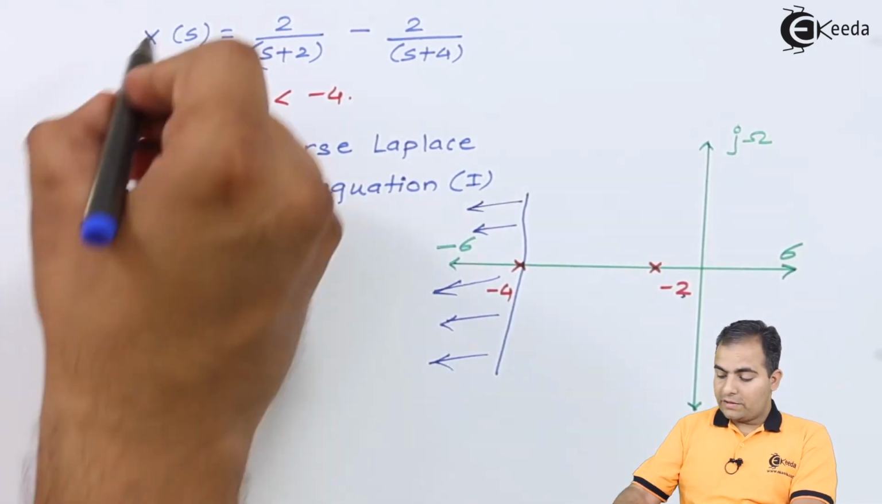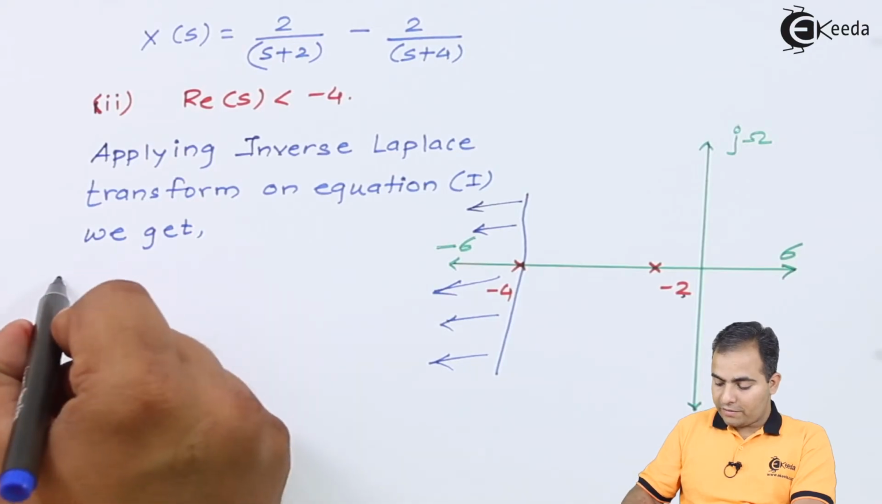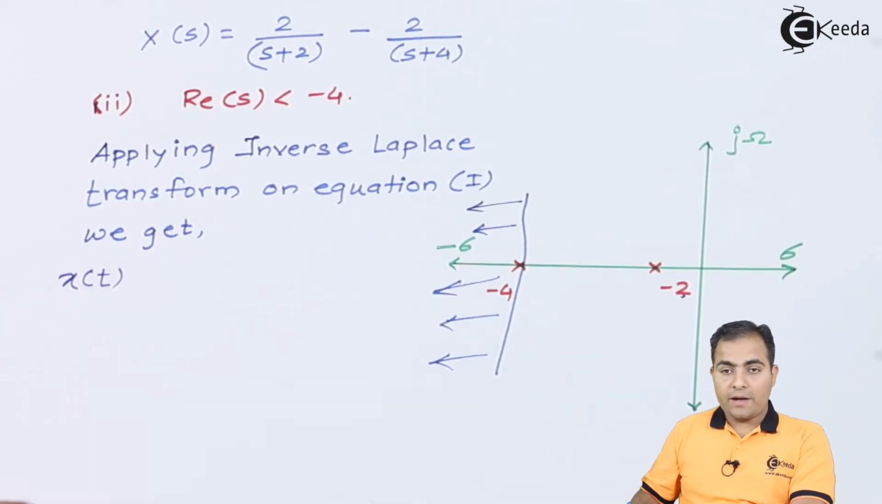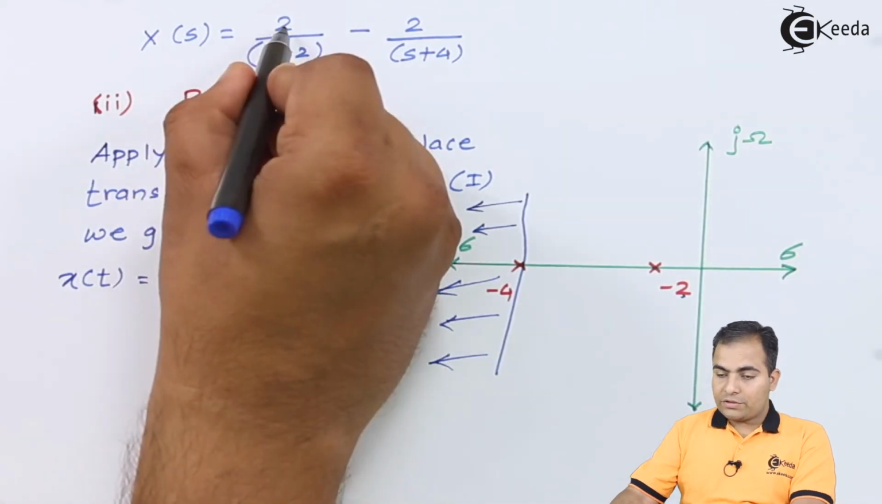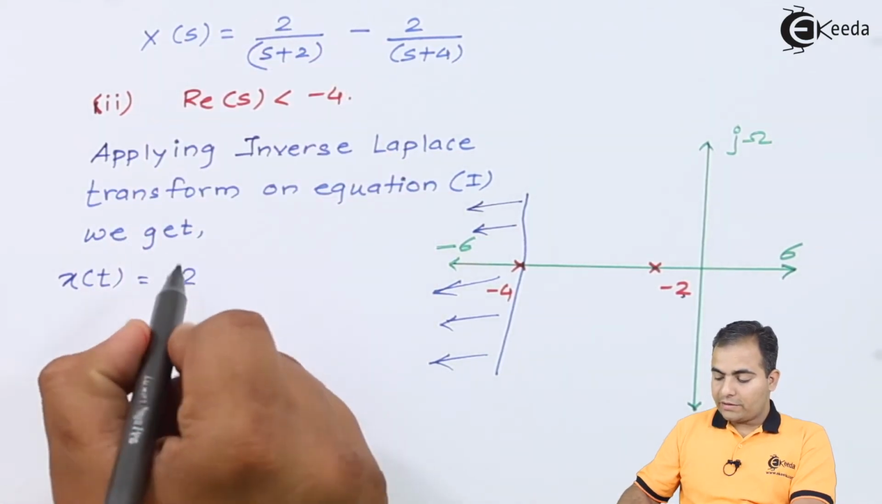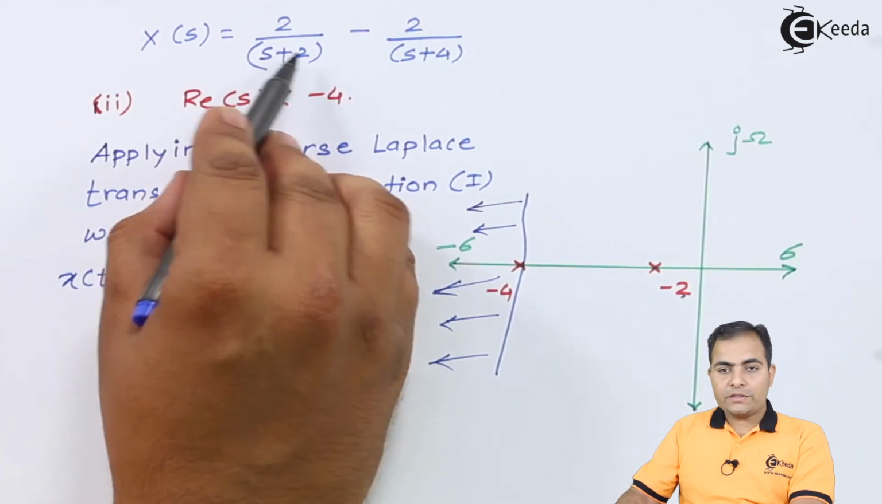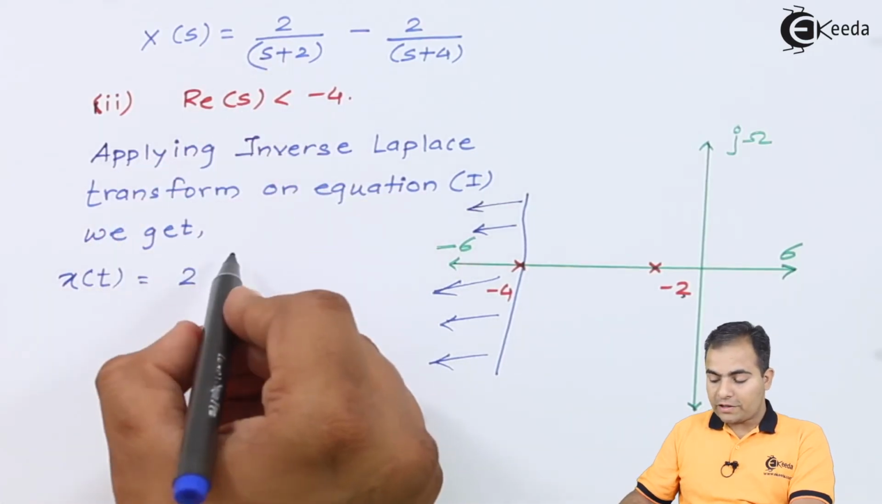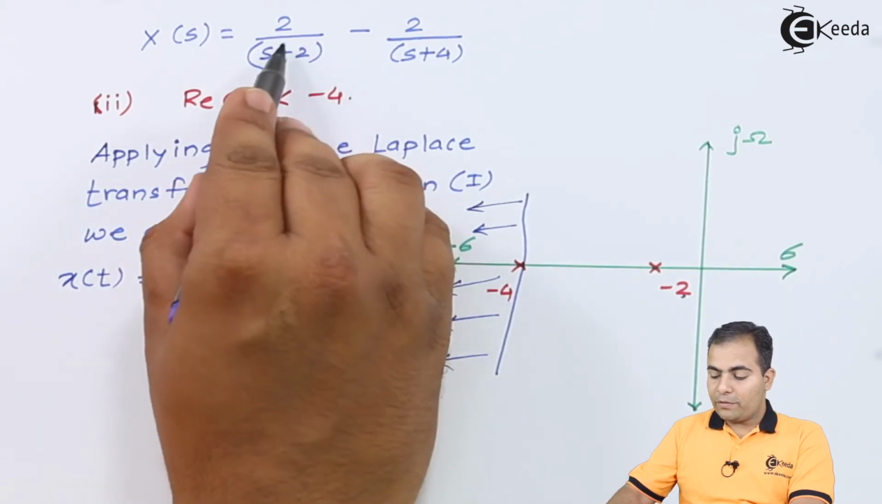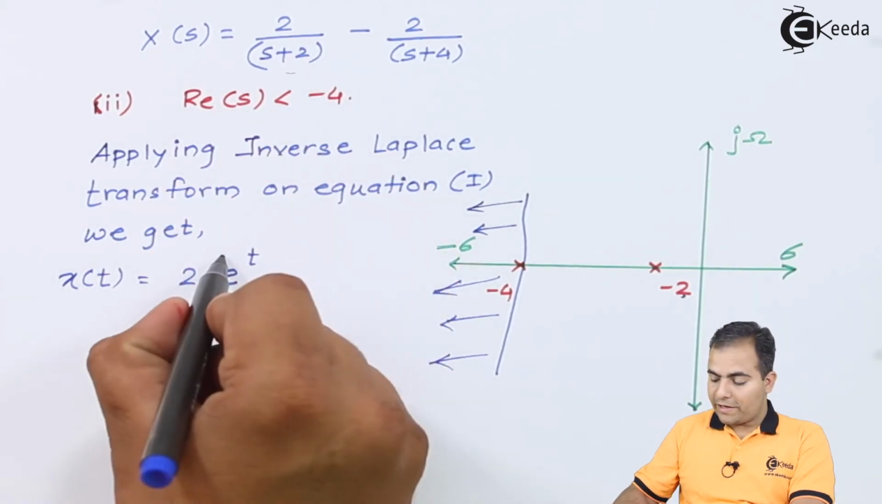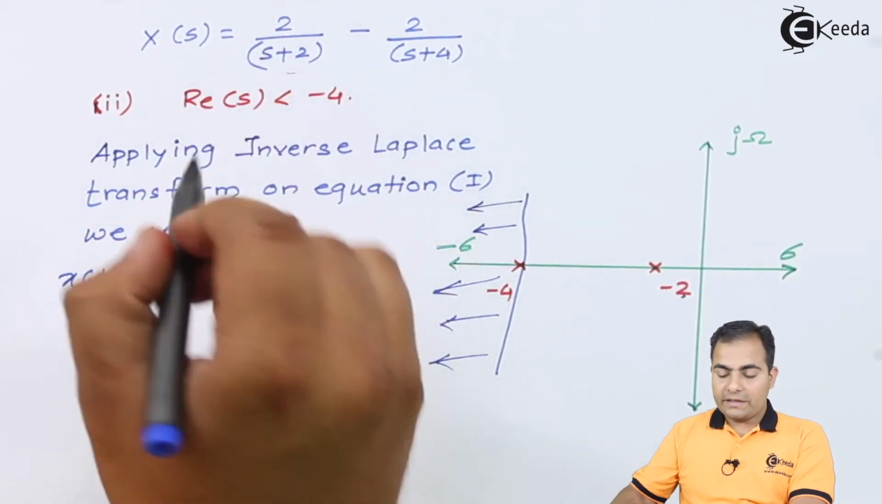What we will get? This X(s) is replaced by x(t), or you can say the Laplace transform of the inverse Laplace of X(s) is x(t). Now this 2 is a constant, so I'll write it down over here. Now we know that the inverse Laplace transform of 1 upon s plus 2 is e to the power of t multiplied by the opposite value of 2, so we'll multiply it by -2, and 1 by s is the unit step.